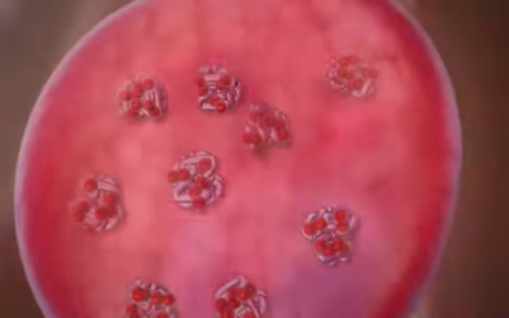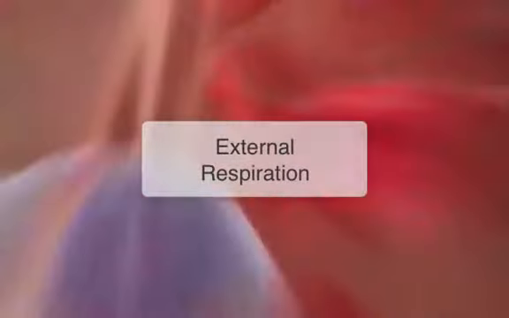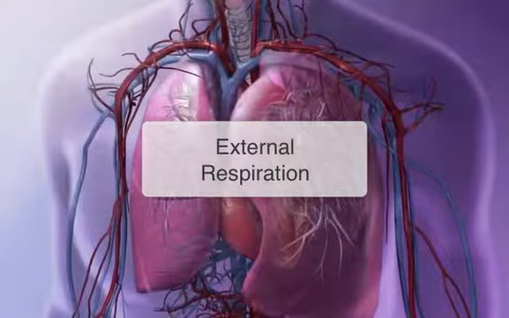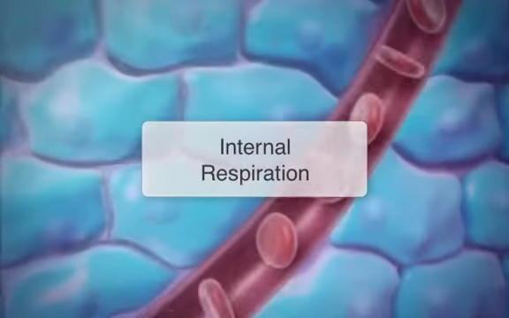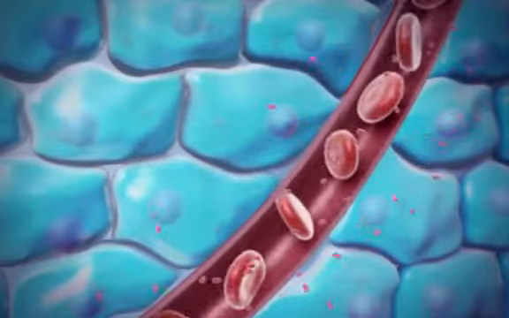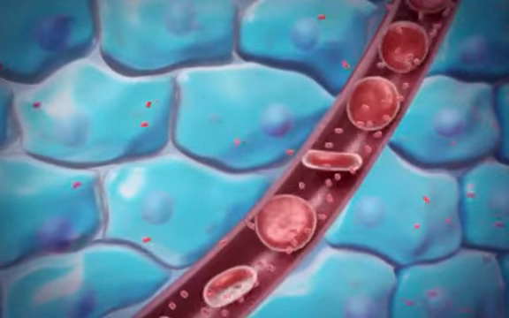Exchange of oxygen and carbon dioxide between the body's interstitial fluids and the external environment is called external respiration and occurs in the lungs. Internal respiration is the exchange between blood and cells, the absorption of oxygen and the release of carbon dioxide.